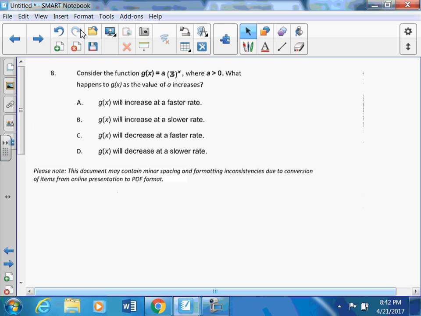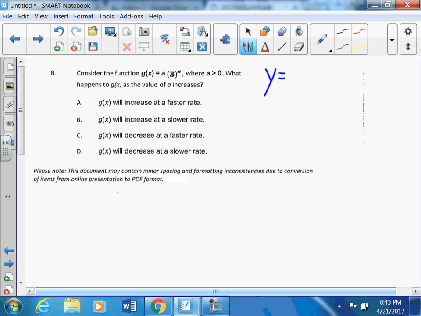Number 8, we have a function g of x equals a times 3 to the x power. A is bigger than 0, so a is positive. What happens to the function as the value of a increases? Honestly, I don't really know what would happen unless we plug in some numbers for a. And I'm going to change g of x to y. I'm more comfortable with that.